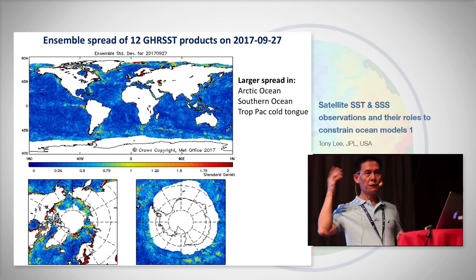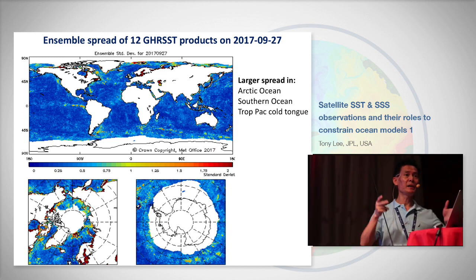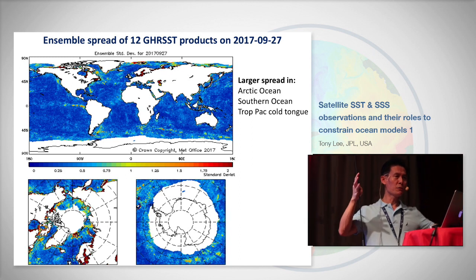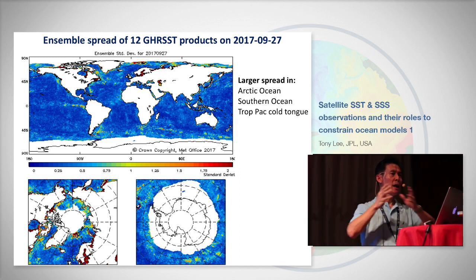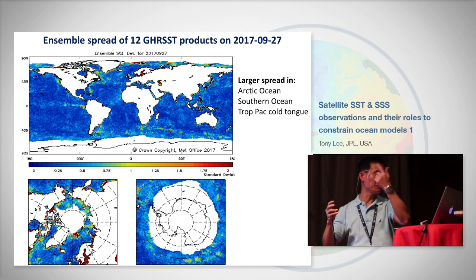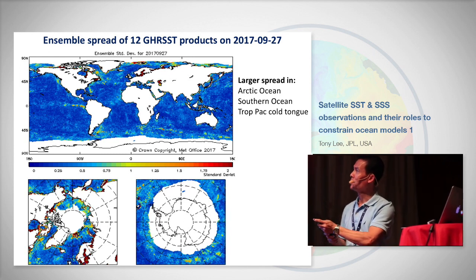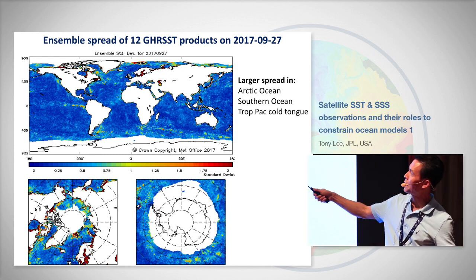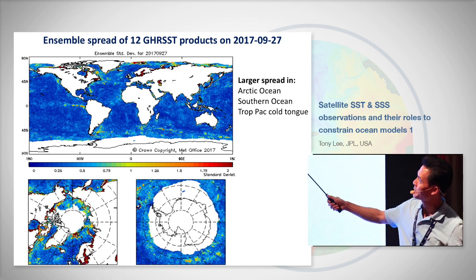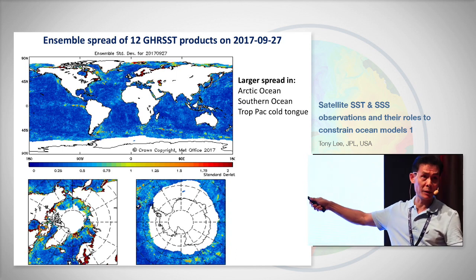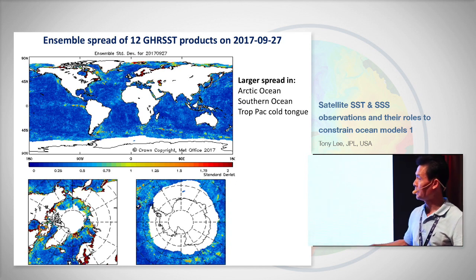If you go to the GHRSST website, every day it has a multi-model ensemble for some 12 products and the spreads. It keeps updating every day. That's why it's a very good resource. Before I left for the trip, I just grabbed one. That's for September 27th, and this is the spread among different products. And I zoomed in on the polar ocean.